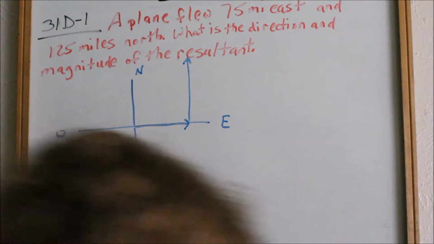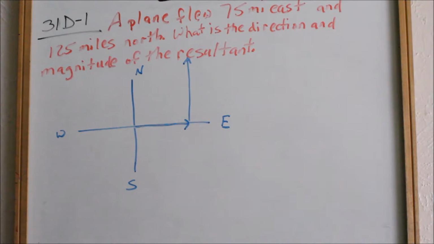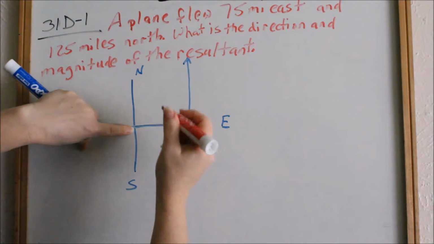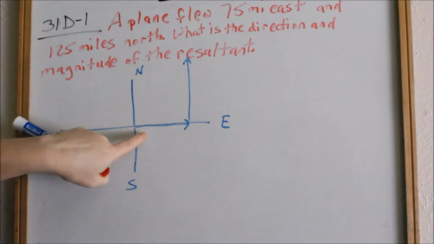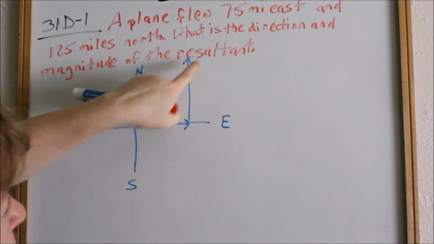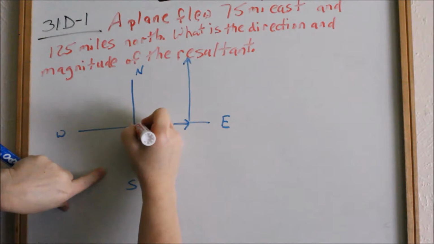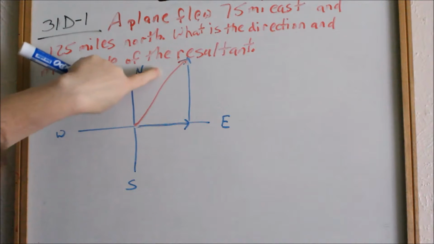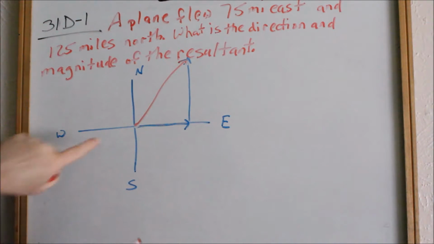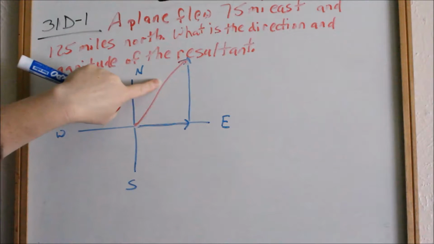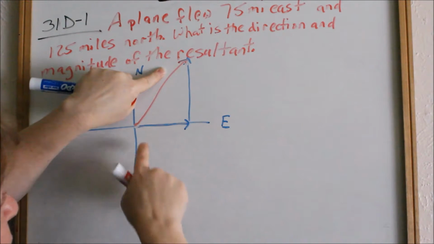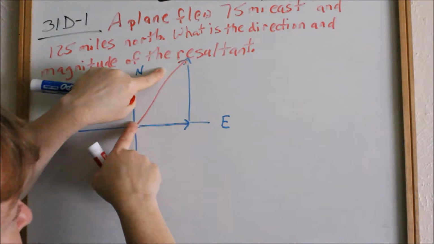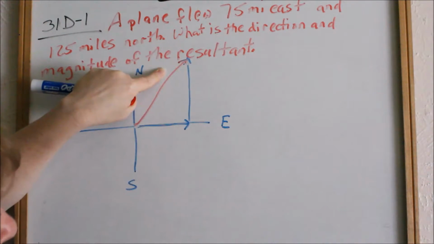Okay? Then it says, what is the direction and magnitude of the resultant? The resultant starts from the beginning place. If I walked this distance and this distance, it would be the same as starting from the starting point and ending at the ending point. It would be the same as walking this distance. This is supposed to be a straight line. That's not a very good straight line. So the resultant is starting from the same starting point and ending at the same ending point.